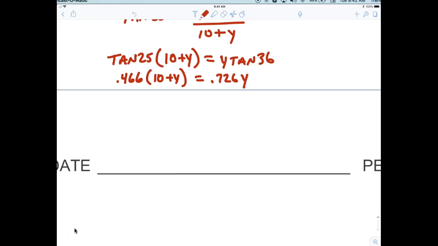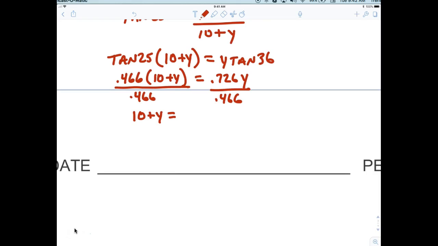Now, please listen because I'm trying to make you better at just your understanding of numbers. I could distribute the 0.466 or I could just do what? Divide it. Everybody agree? A little unconventional, but because we're using calculators, we might as well just go ahead and divide. Everybody okay with that?